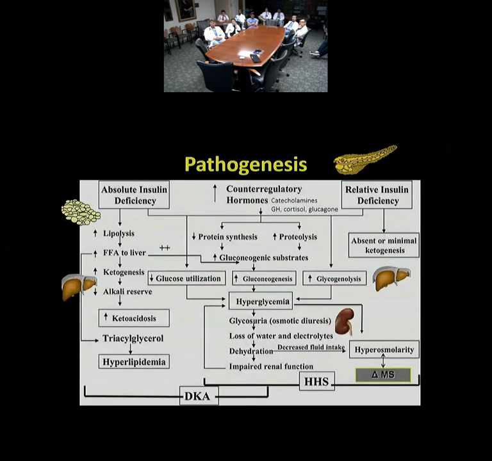In HHS, again, you have a relative insulin deficiency, so there is absent or minimal ketogenesis, but you have all the others. So you have an increase of the counter-regulatory hormones, the hyperglycemia, the glycosuria, and the dehydration. And since it's slower to develop, you have a great deal of hyperosmolarity and altered mental status.